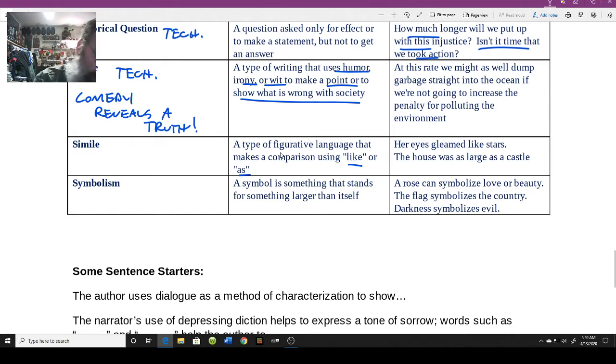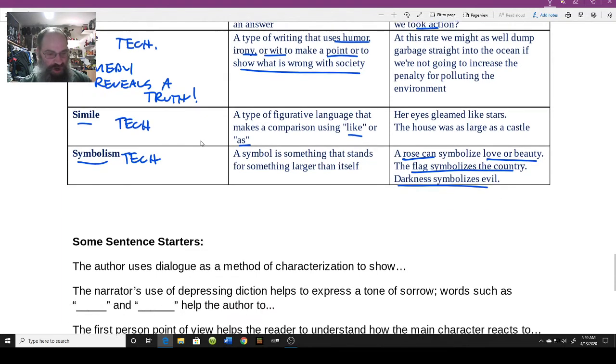And then symbol. So that's a technique. Symbolism and simile. All right, so simile is different than symbolism. The symbolism, it stands for something else larger than itself. A rose can symbolize love or beauty. A flag symbolizes the country. Darkness symbolizes evil. And symbols become motifs. Motifs become themes.